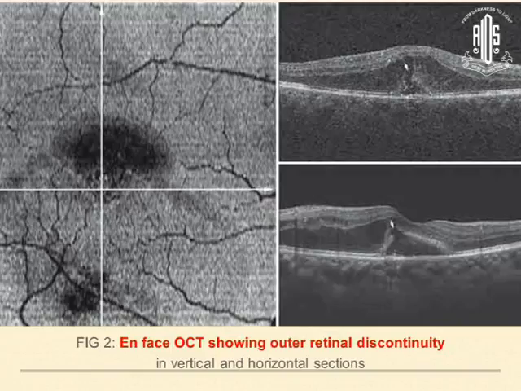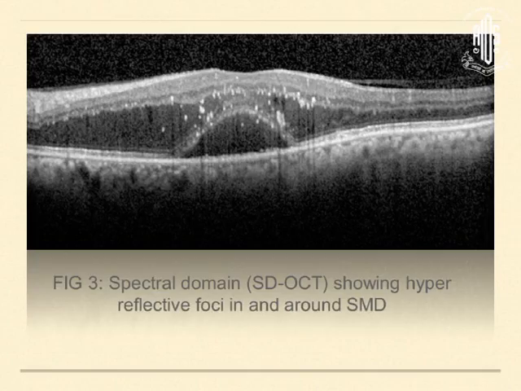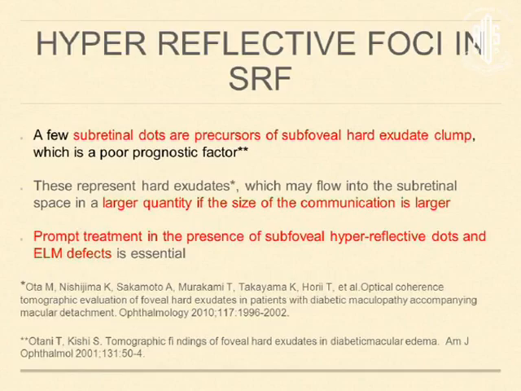And also another recent finding is the presence of hyperreflective dots in the subretinal fluid in serous macular detachment. This happens when the communications are there, and large communications mean more subretinal hyperreflective dots in and around the serous macular detachment. So these subretinal dots are precursors of subfoveal hard exudate clump, which is a known poor prognostic factor. So the larger the size of communication, the more the number of subretinal hyperreflective dots. So if you find a small number of hyperreflective dots, prompt treatment has to be given, especially in the presence of external limiting membrane defects.